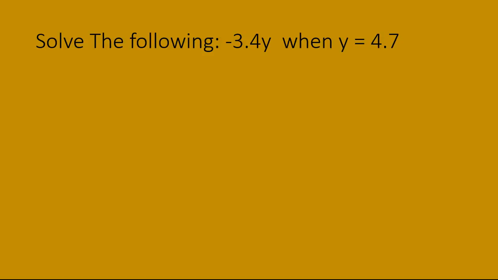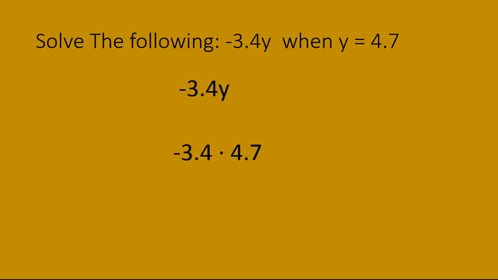Now we're going to look at a question with a decimal in it. Two decimals, actually. -3.4y when y is equal to 4.7. The rules for multiplying are exactly the same with decimals, so go ahead and give this one a shot. Try and solve that one on your own.